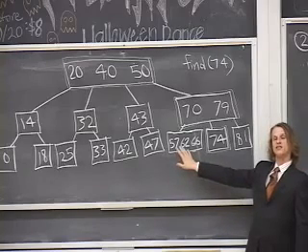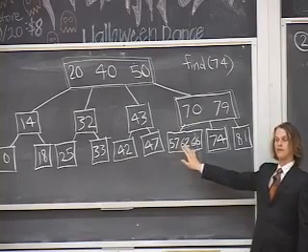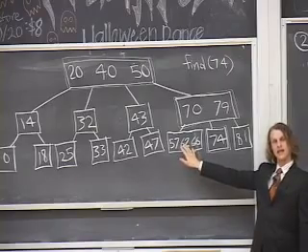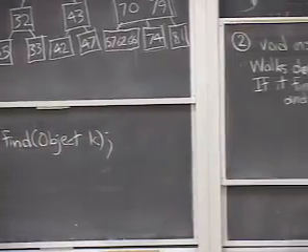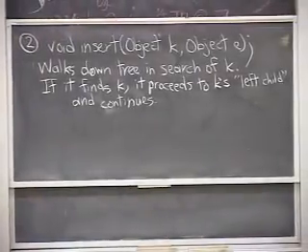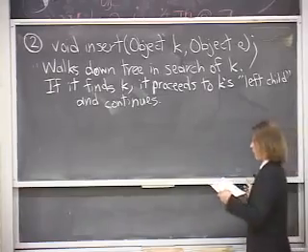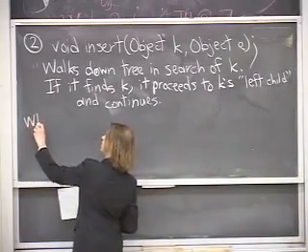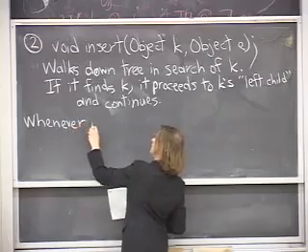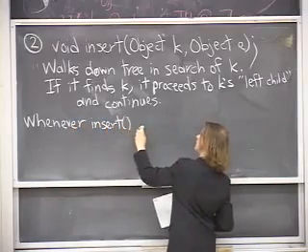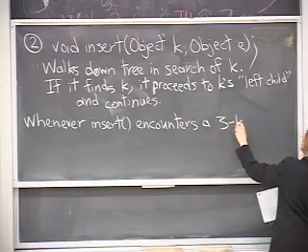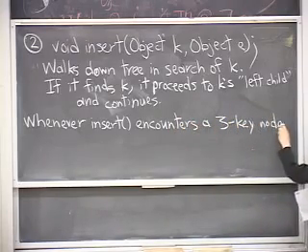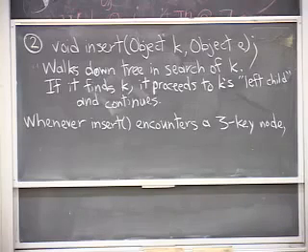So the big question is, how do I restructure the tree so that I never wind up with a node that contains more than 3 keys? And to make sure that happens, we're going to use the following formula when we do an insert, and we're going to do it all the way down the tree. Whenever insert encounters a 3-key node, we are going to break it up by kicking the middle key upstairs to the next node higher.